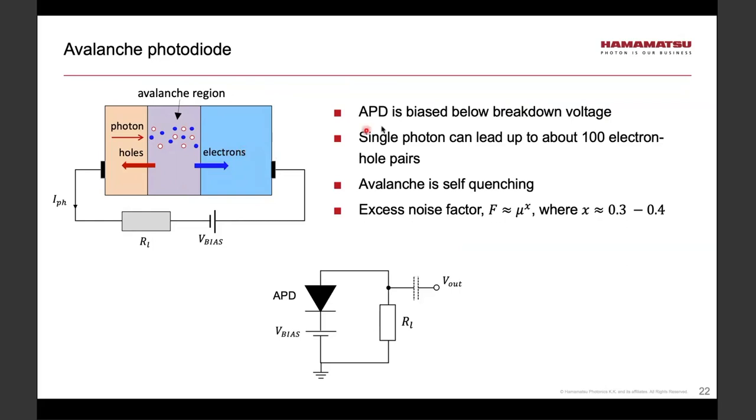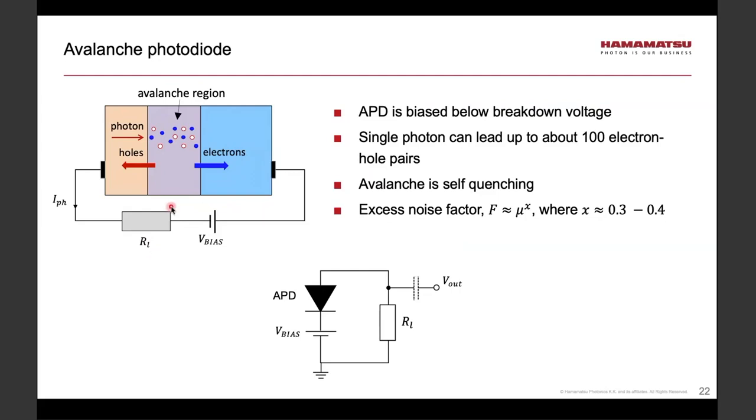APD is going to be biased below the breakdown voltage. It has a gain, and therefore a single photon can lead to up to 100 electron-hole pairs or so. The avalanche is self-quenching, so you do not need any external circuitry or quenching resistors to terminate the avalanche.